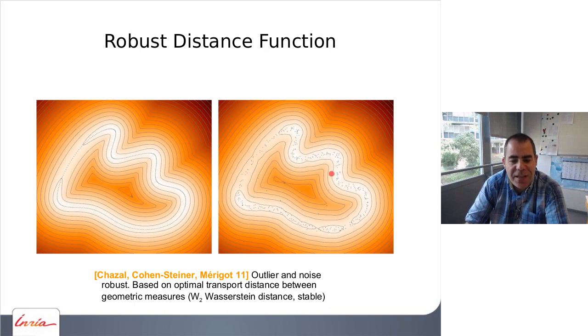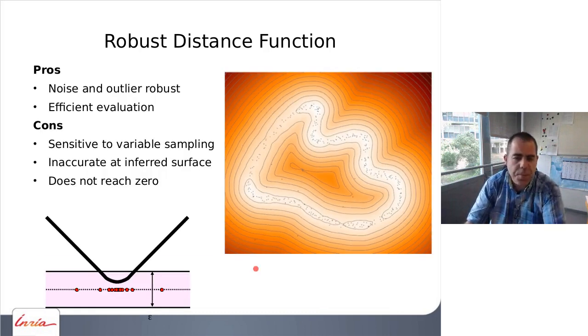You see the ISO levels of this distance function, they are resilient to noise and even resilient to outliers, okay? So that was a good starting point because they had a theorem they could prove, under certain conditions, I can prove the robustness. Let's start from that, okay? So we started from this robust distance function. Of course, noise and outlier robust. We can efficiently evaluate this function.